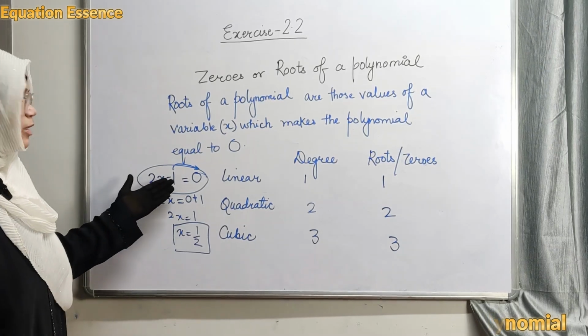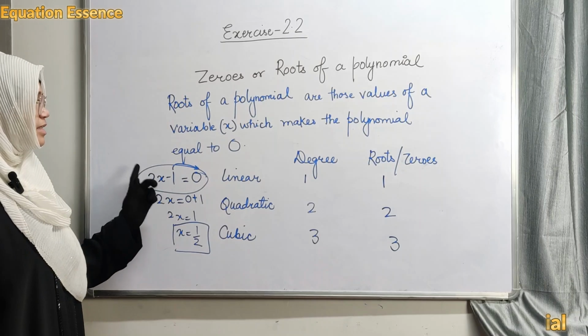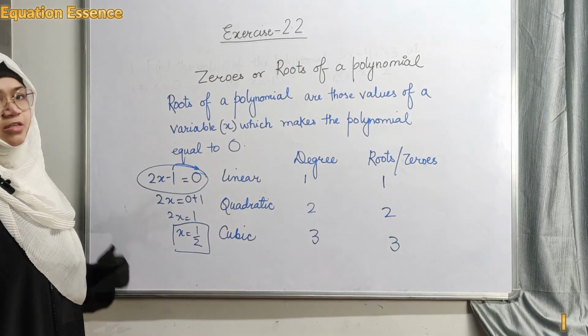If we put 1 by 2 in this value, then this equation will become 0. The left hand side of this equation will become 0.